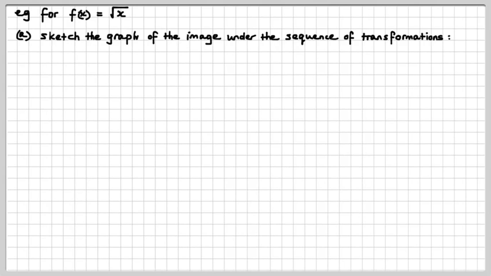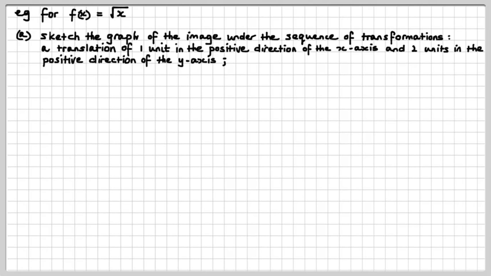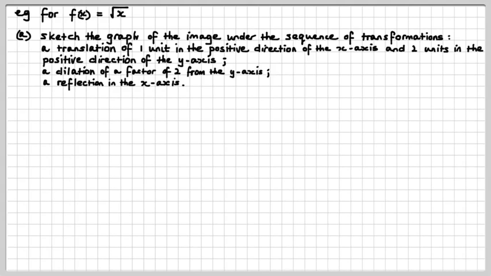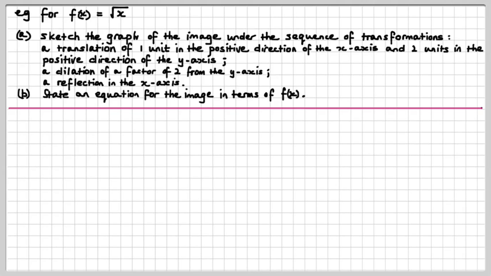For f of x equals root x, sketch the graph of the image under the sequence of transformations. What are they? A translation of 1 unit in the positive direction of the x-axis and 2 units in the positive direction of the y-axis, a dilation of a factor of 2 from the y-axis, a reflection in the x-axis, oh goodness, and state the equation of the image. I think we need the kangaroo and the emu again.